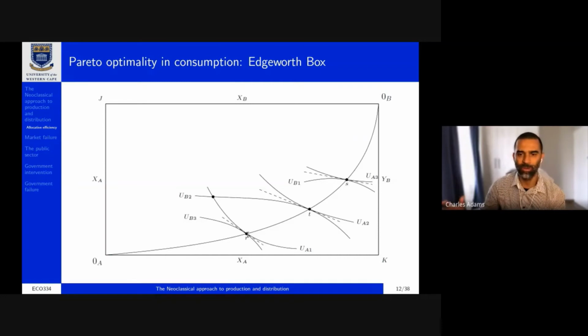And that depends on the initial distribution of endowments, right? So how much of X and Y A and B end up with effectively depends on their initial endowments of capital and labor, right? It depends on how much they can produce. And how much they can produce depends on how much capital and labor they have respectively. But that's not something that is determined inside the model, right? So that's just given.